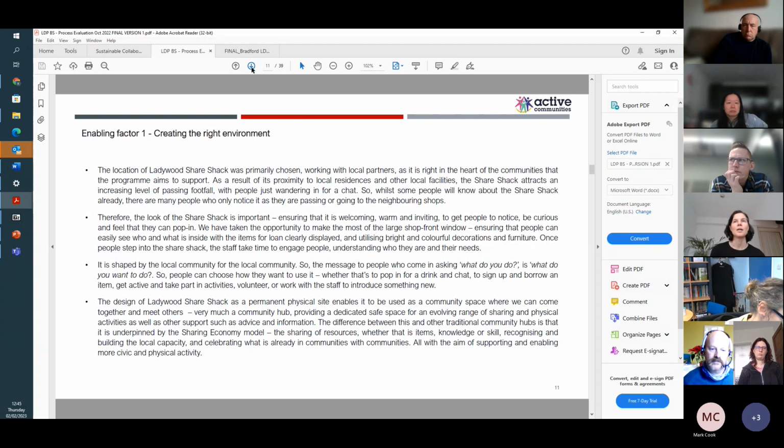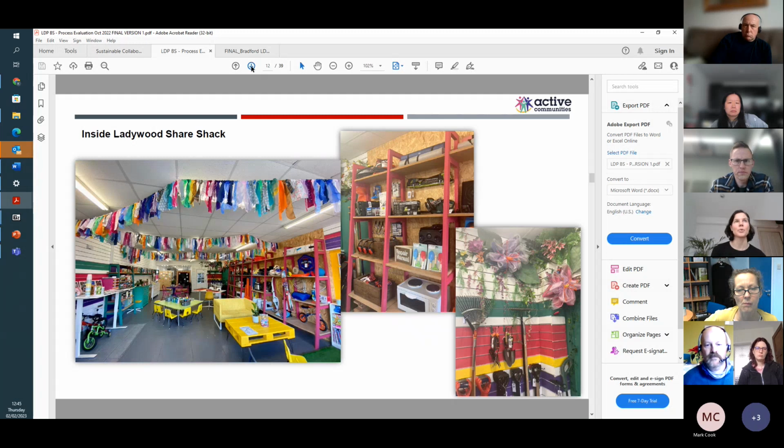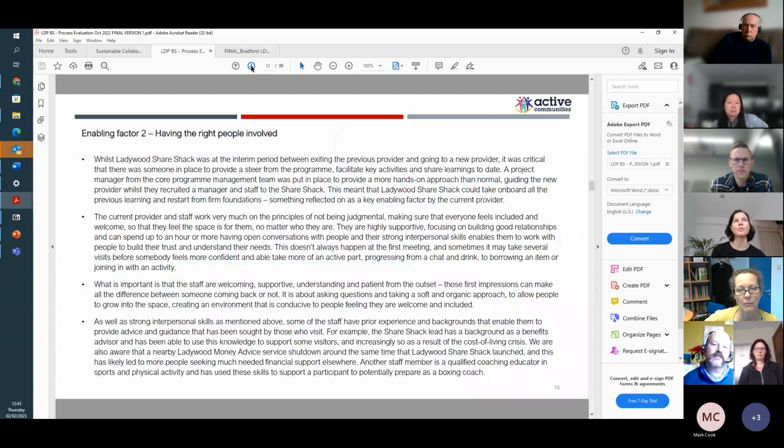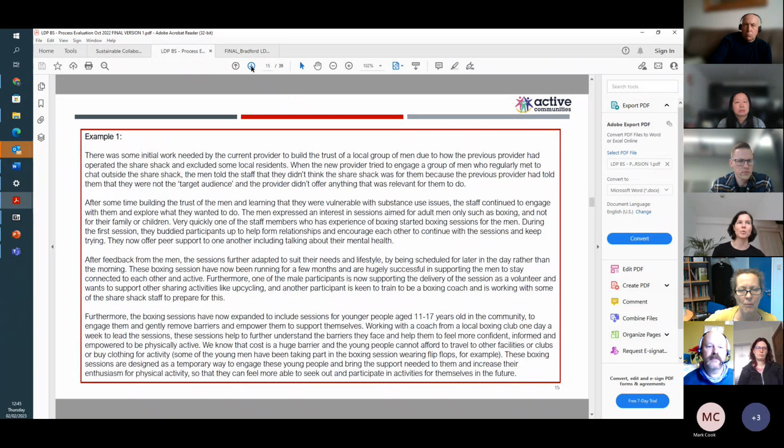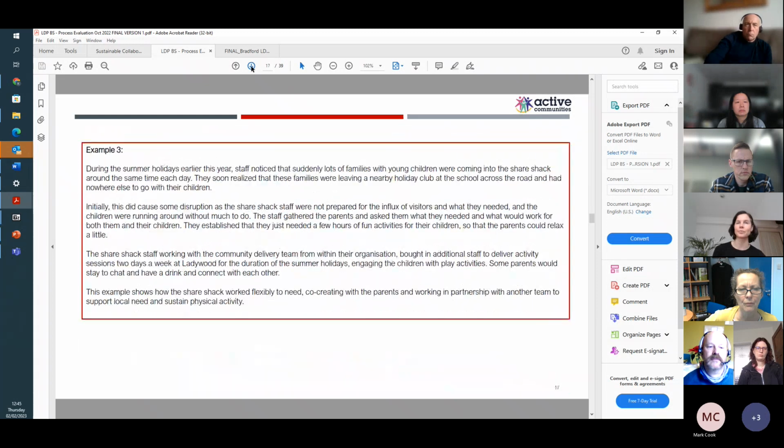And then what they've gone into is just some details around actually how does this work in practice. So first of all, creating the right environment, and some examples, having the right people involved, working with and not doing to. So those of you that are familiar with community work, you're probably familiar with that kind of phrase, but actually what does this really look like in practice? Let's get some actual detail about that, and then some examples bringing it to life a little bit more.